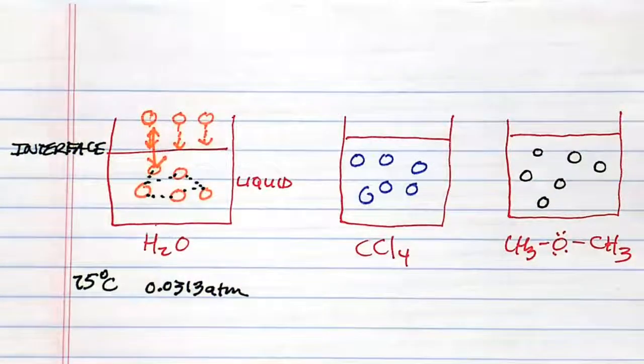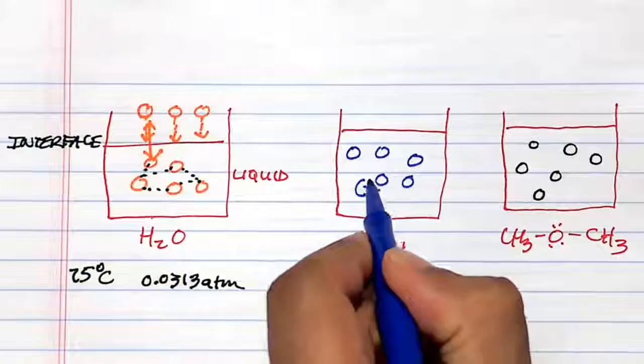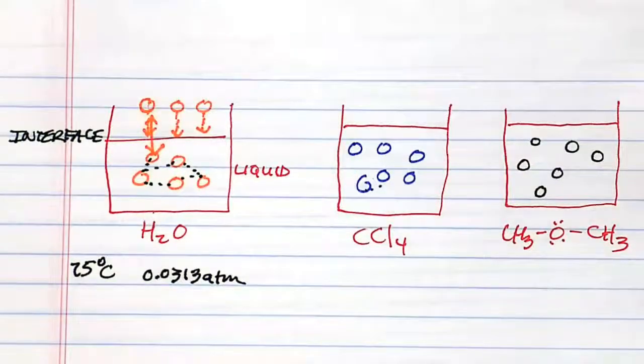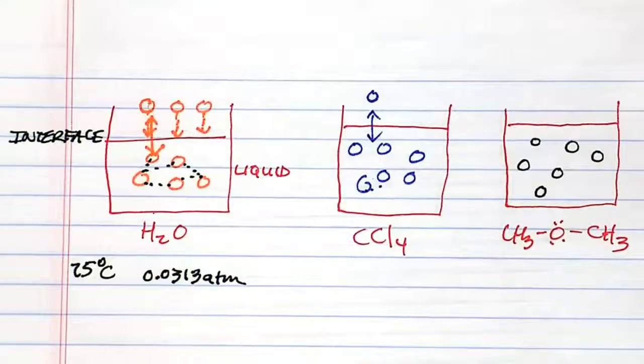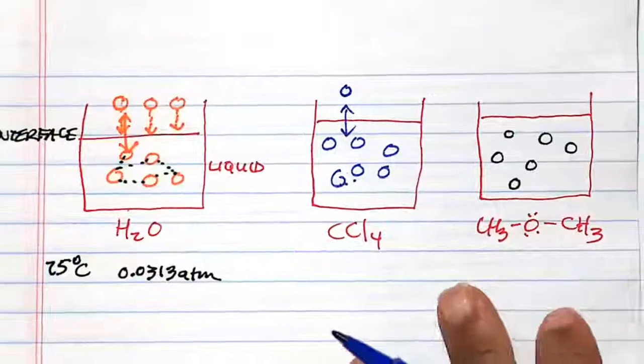Well, carbon tetrachloride is a nonpolar molecule, and you're going to have nonpolar interactions. Not as strong, but still pretty significant. What do you imagine the vapor pressure of a completely nonpolar molecule such as carbon tetrachloride will be?